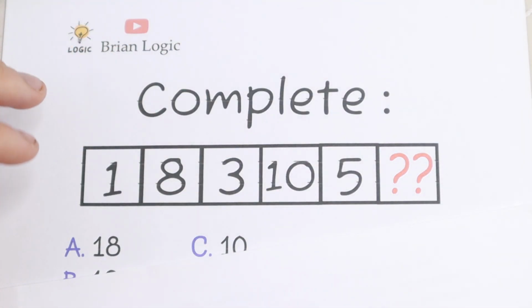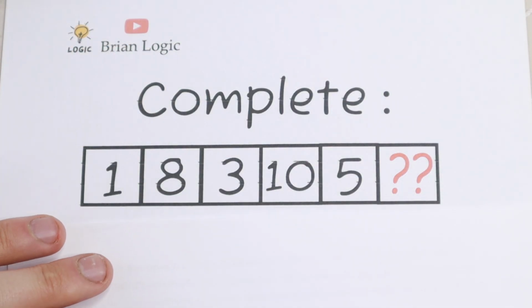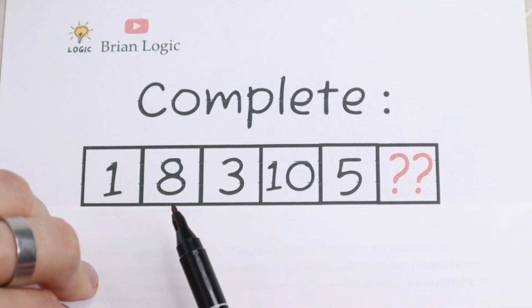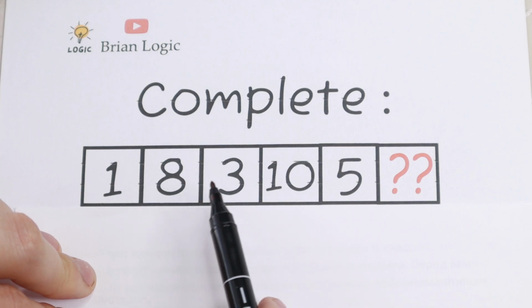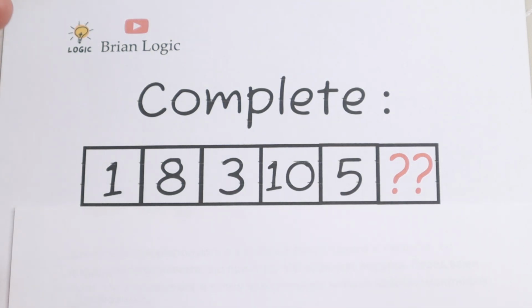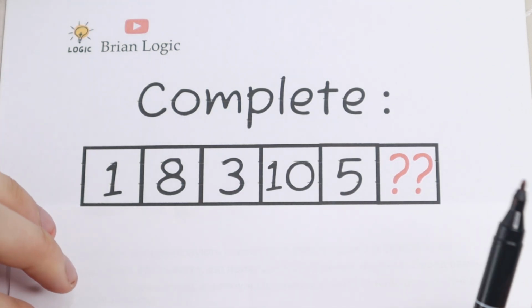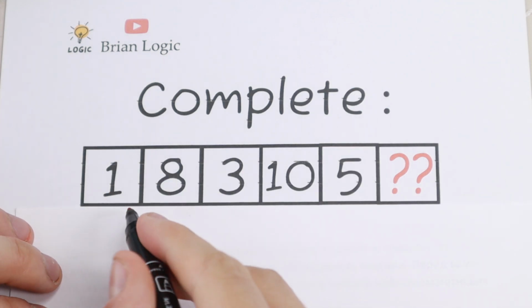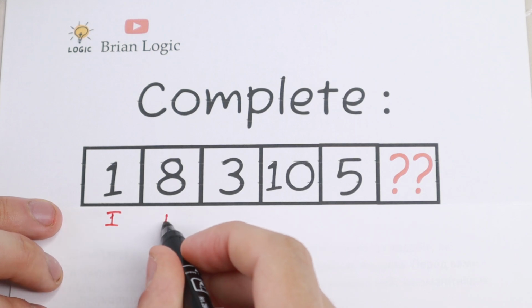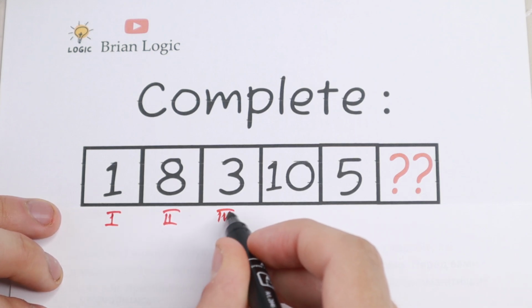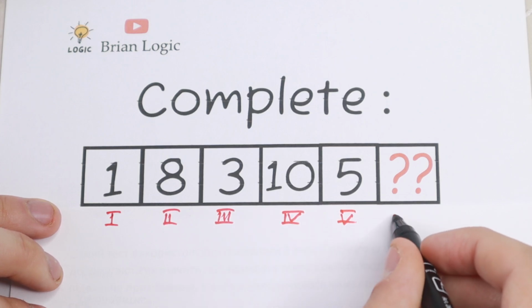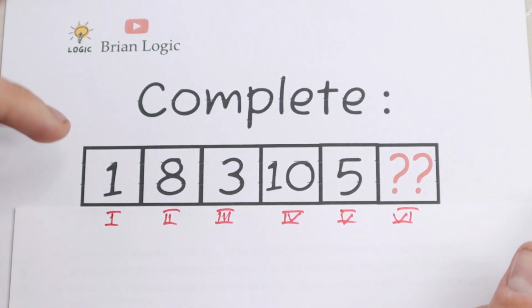So take a look. We have 1, 8, 3, 10 and 5. How can we find the pattern between all of these numbers? There's no obvious pattern between 1, 8, 3, 10. It looks like random numbers. But right now I see a really interesting pattern because, for example, this will be our first number, this will be our second number, this is our third number, this is our fourth number, this is our fifth and sixth number. So we have six numbers in this numeric series.